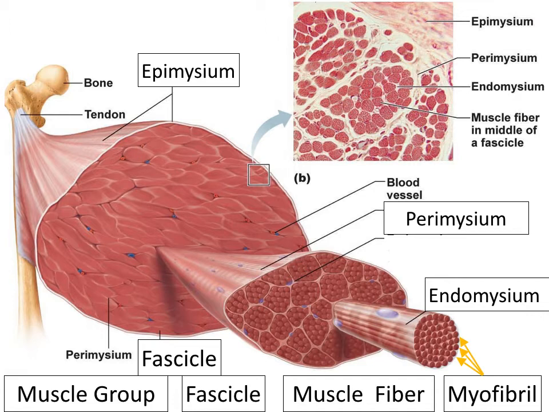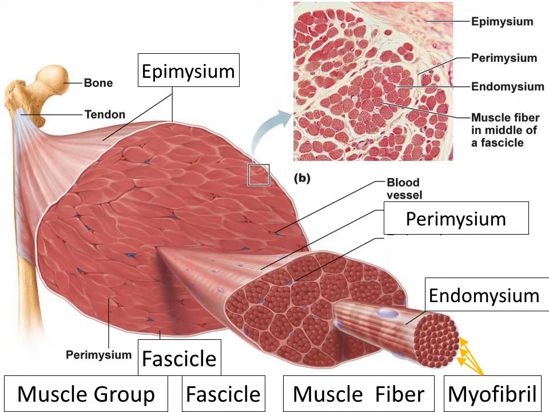What's wrapping around the muscle group? What type of connective tissue? It's called epimysium. And perimysium wraps around each individual fascicle. Epimysium is superficial fascia. Perimysium is deep fascia. And all other connective tissue that's wrapping around smaller and smaller units is all called deep fascia. The only superficial fascia that exists is just the epimysium, just the first one, and all the rest are called deep, deep, deep, deep.